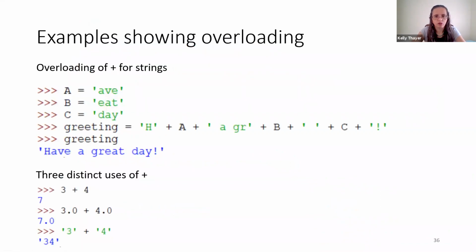So here are some more examples showing overloading. So here's overloading of plus for strings. You see that I've set up some variables to be equal to various strings, and we have a secret message here, so you can check me to see if you agree that this is going to give have a great day, right? And we also have the 3 distinct uses of plus that we've seen so far. This is integer addition, this is float addition, and this is concatenation. So notice that the 3 and the 4 are being represented as strings here. They're not their numeric values, which we notice because they're in the single quotes. So those are going to become concatenated to give us 34.